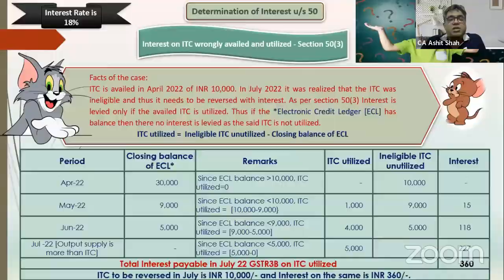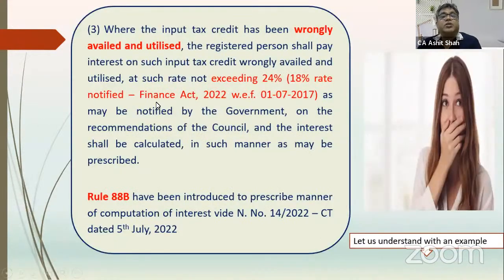Ashit Bhai, one question is there. Yeah. This interest is calculated at 18% or 24%? 18%, sir. Because now the rate of tax has been reduced with retrospective effect from first day of July 2017. Here I have said now, in subsection 3 only it has been mentioned.